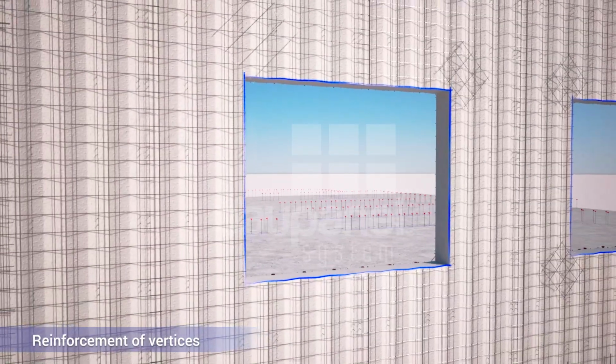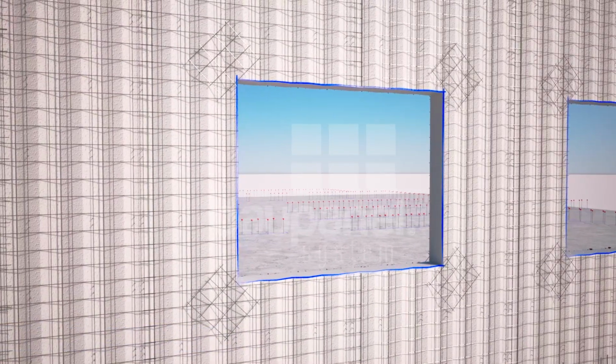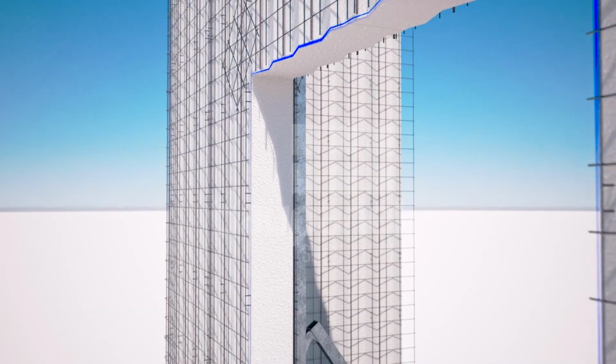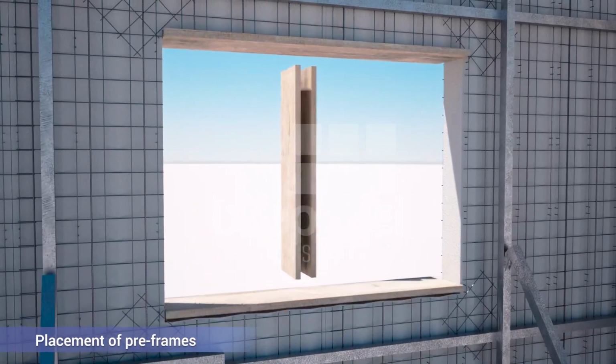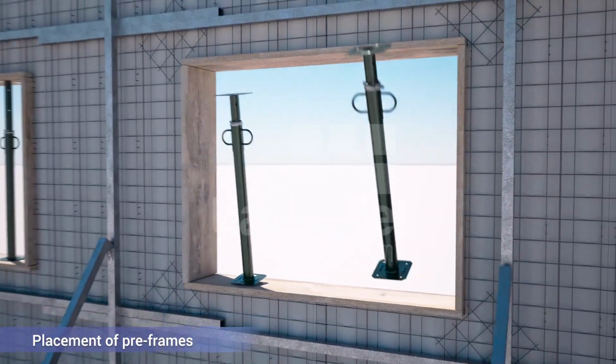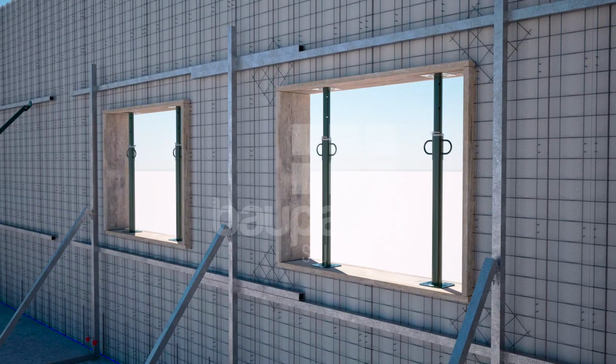All the vertices of door and window openings will be reinforced with flat steel mesh at 45 degree angles. There should be no overlap of more than two meshes over the original panel mesh for an adequate coating of the reinforcements and the concrete layer.